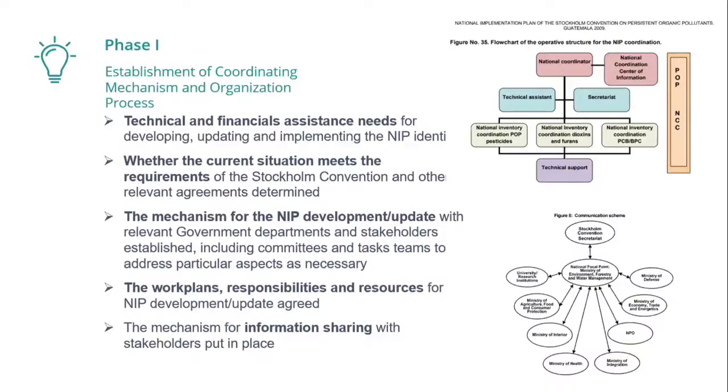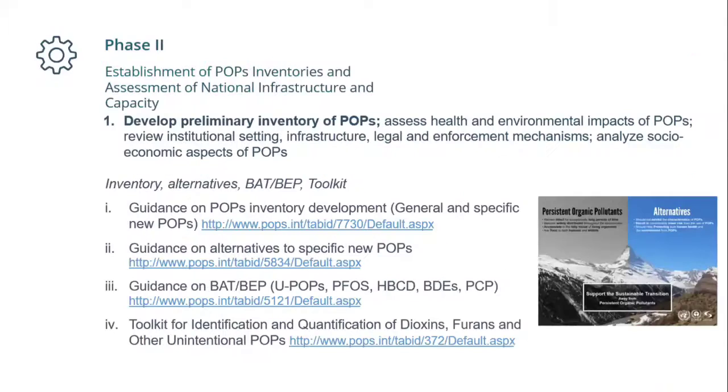And what are the means and mechanisms for sharing information? Is there a mechanism within the country to share information? Is there any national body which links with different research institutions, government departments, and NGOs? And what mechanisms are there to share national information with the international bodies through the Secretariat of the Stockholm Convention? These things are also very important under phase one. Once that is done, we know the resource need, and we have already planned how we are going to develop this NIP.